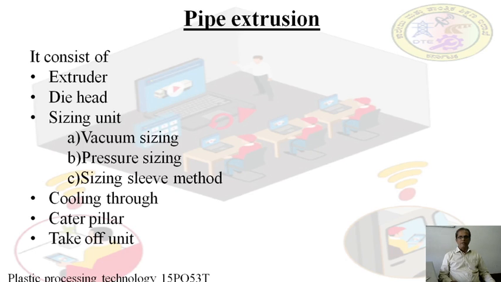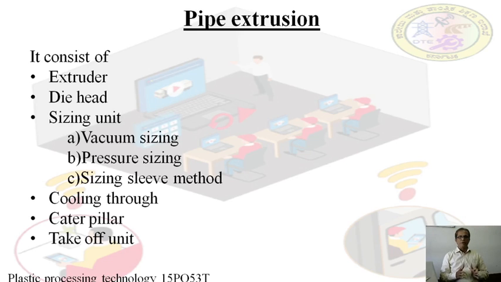Pipes are a very important type of product nowadays. For different purposes, we make use of different pipes. How are plastic pipes manufactured? Basically, there are different types of materials available like PVC, HDPE, LDPE, etc.